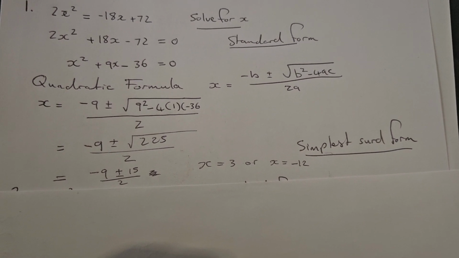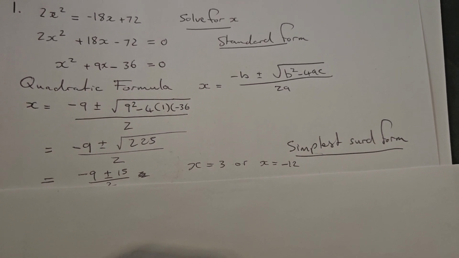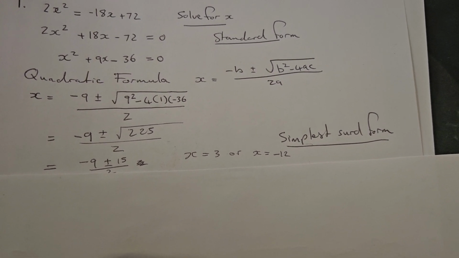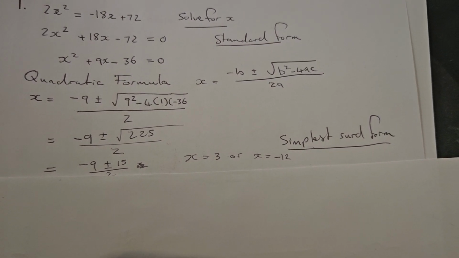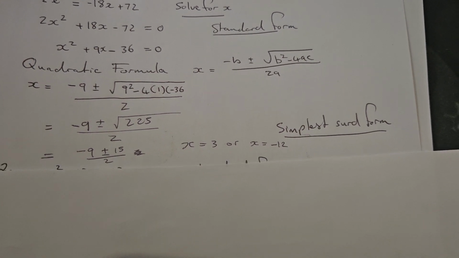Always go to your simplest surd form, use your calculator, and if it's possible to get to a number, go to that number, okay? So, for instance, 3 or negative 12, okay? Simplest surd form just means you'll leave roots and you won't go to decimals.